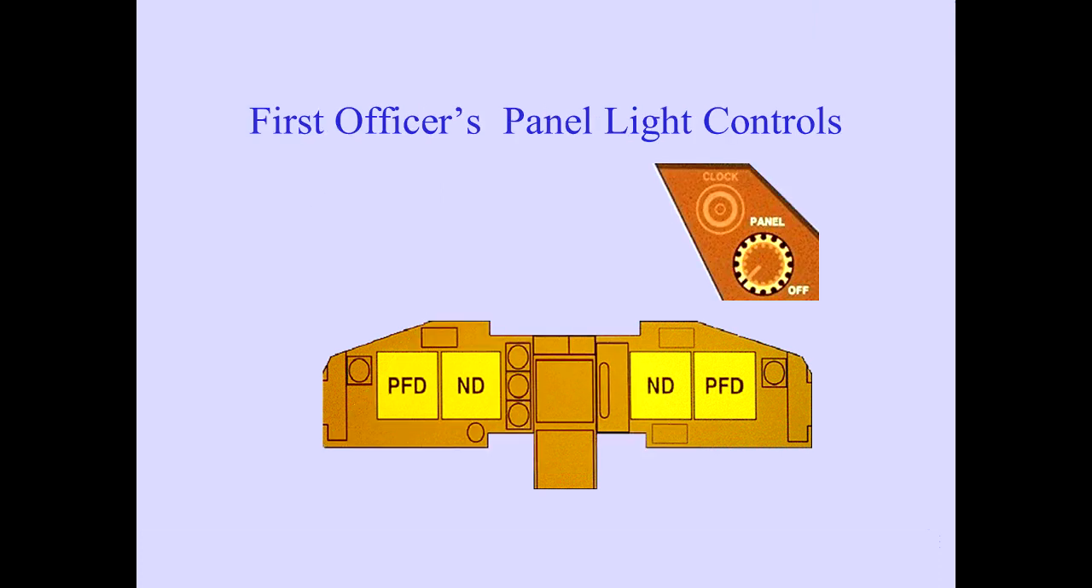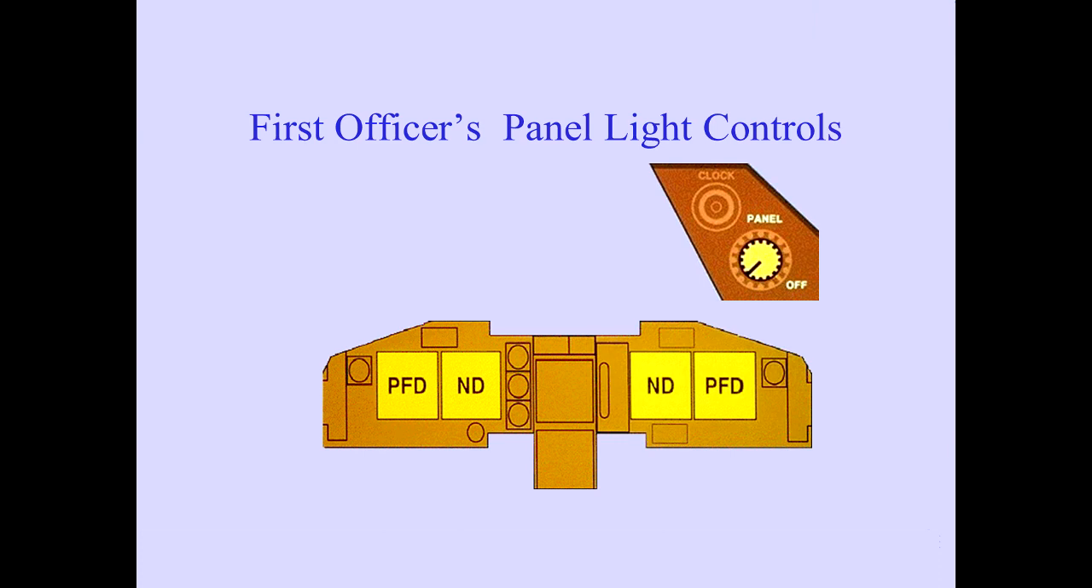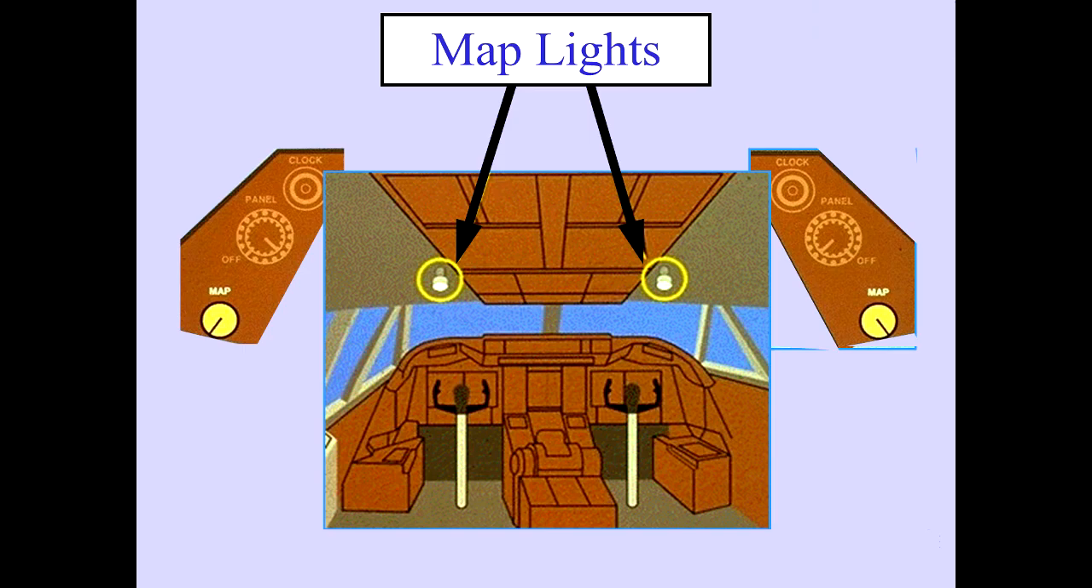The outer portion of the first officer's panel light control regulates the variable intensity of the light in the first officer's main panel and the right side of the center panel. The inner portion of the first officer's panel light control regulates the variable intensity of the floodlights over the first officer's panel. The pull-on, push-off map light controls regulate map lights located above the windshield.